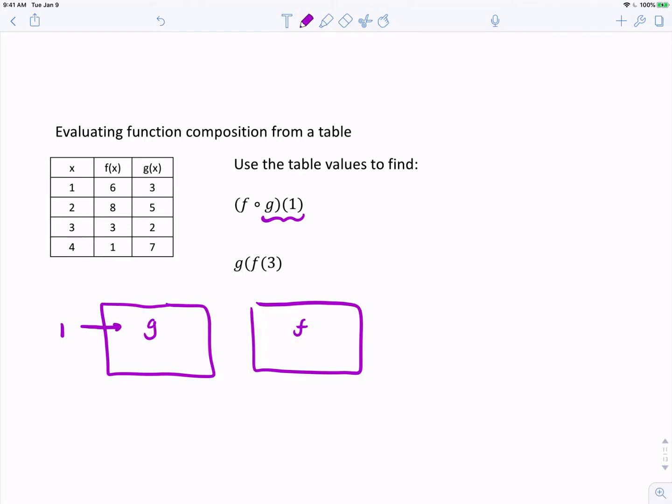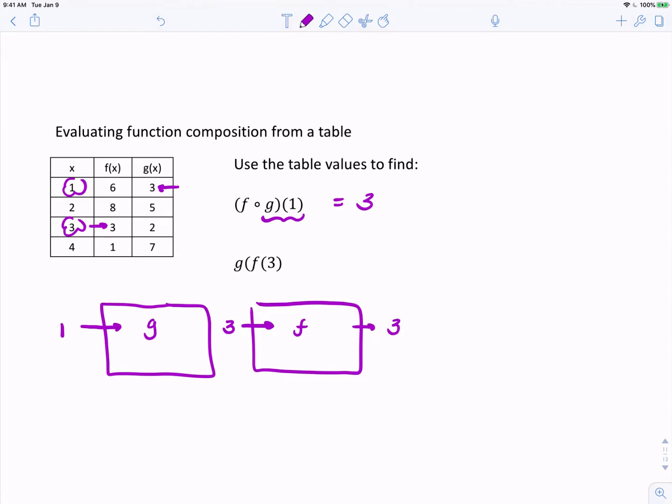Now if you put 1 into function g, our output is a 3. Now what we're going to do is take 3 and put it into f, and we'll see our output is also 3. So f dot g of 1 is 3.